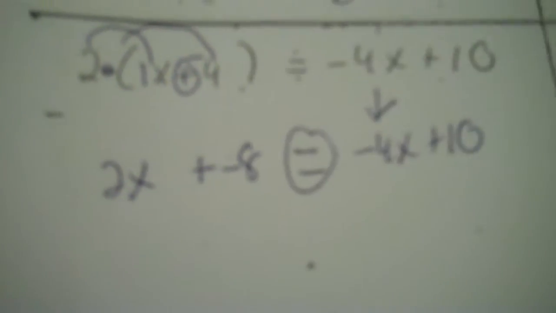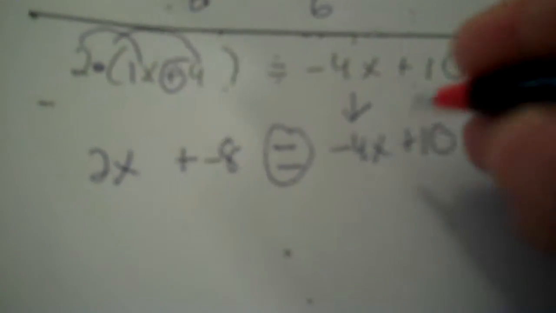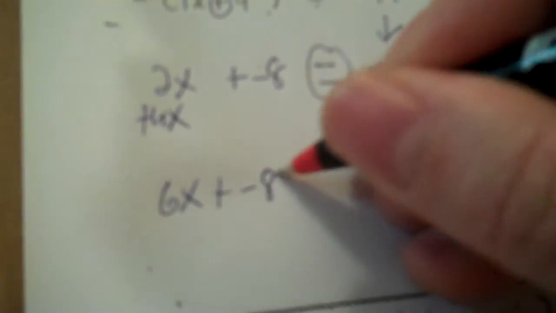Okay, now you have x's, but they're on opposite sides. Okay, they're not on the same side like they were up there. They're on opposites. So you take one of them. It doesn't matter which one. I'll pick that one and take that to a 0 by applying the adding or subtracting property of equality. So you're going to add 4x there. So it's going to give us 6x plus negative 8 equals 10.